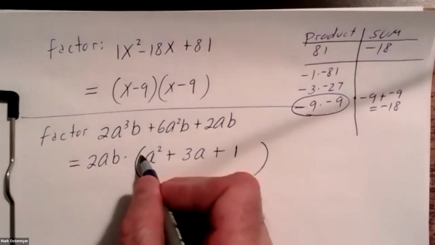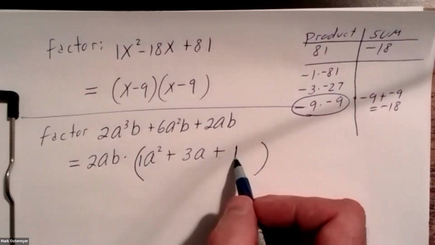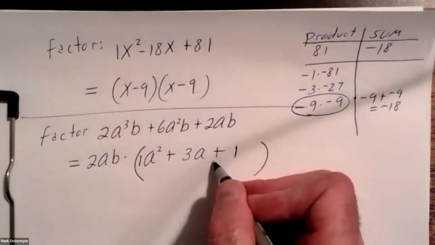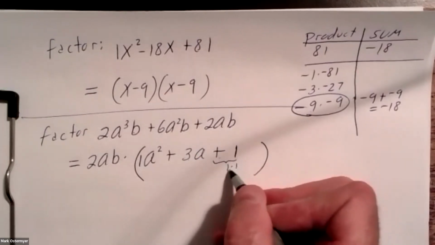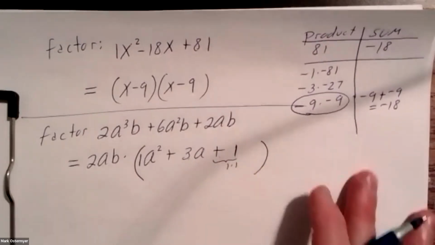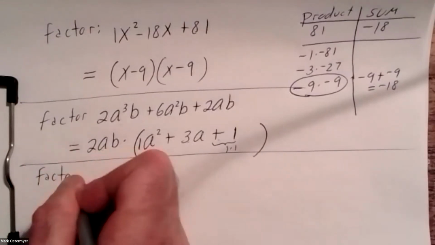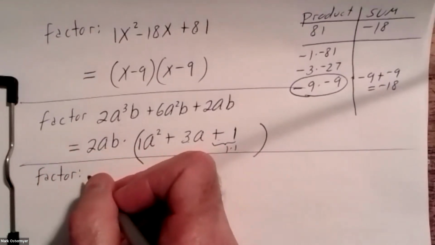And we cannot further factor this trinomial down because there are no factors of 1 that sum up to 3. The only factors of positive 1 are 1 and 1. These add up to 2, not 3. So this cannot be further factored down. So we're done with that one. Let's try the next one here.